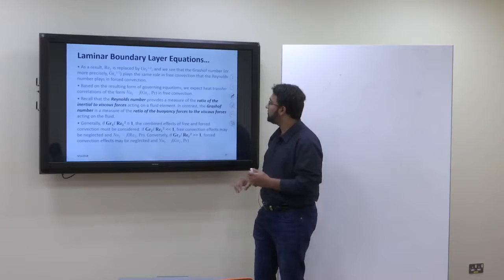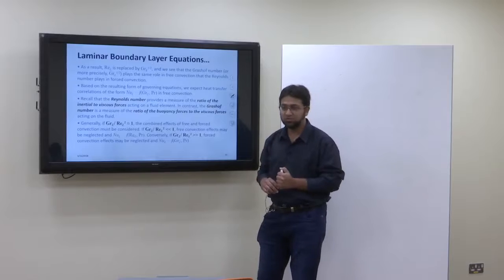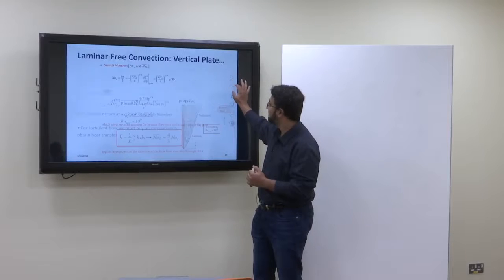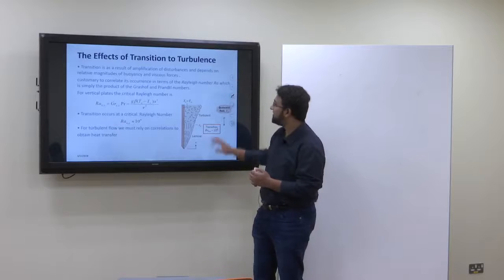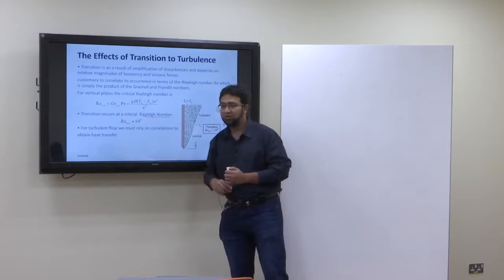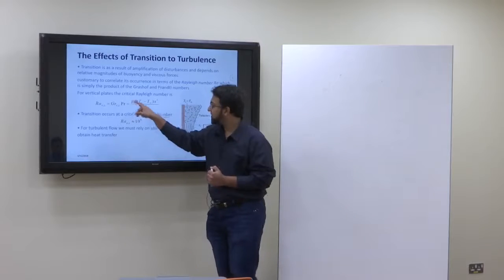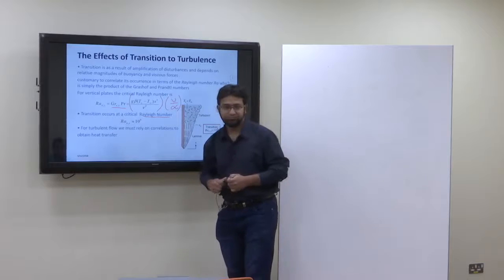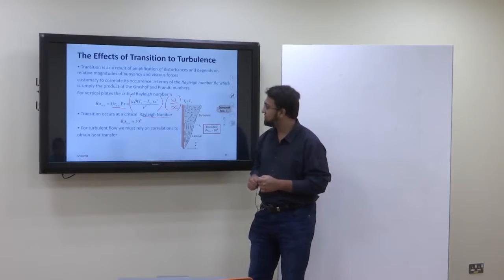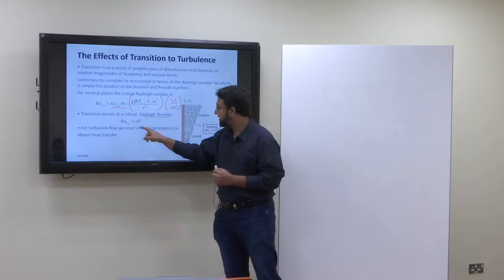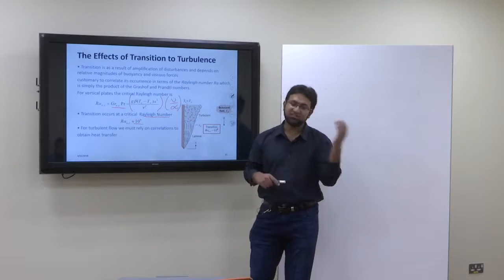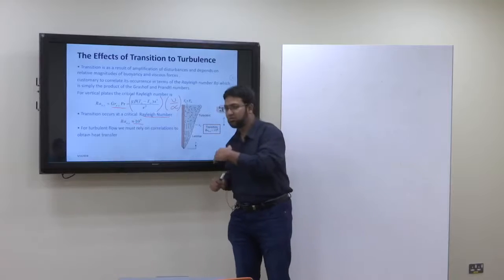Other than that, how do we determine if the flow is laminar or turbulent? We have another number, the Rayleigh number. The Rayleigh number is the Grashof number multiplied by the Prandtl number, where Prandtl number is mu upon alpha. The critical Rayleigh number is 1 into 10 to the power 9. If it is less than that, laminar; if it is more than that, turbulent.